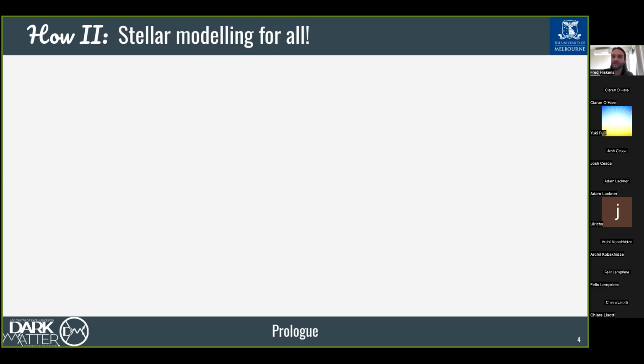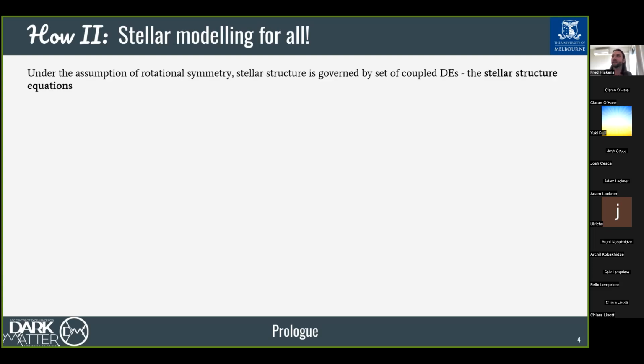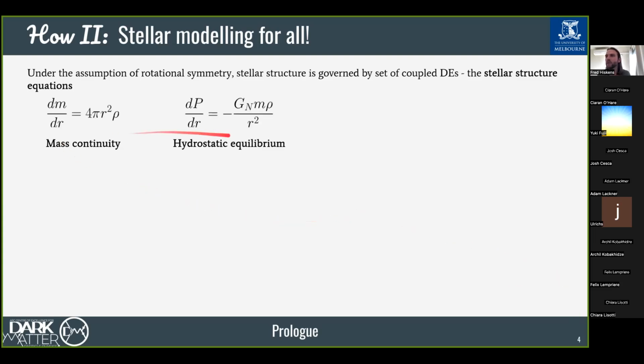So I should note here that stellar evolution simulations have been the ubiquitous tool I've used in my PhD. So I do have to include at least a brief introduction to it, even though it is criminally brief, I'd say. So the main idea here is that under the assumption of rotational symmetry, stellar structure is governed by a set of coupled differential equations, the stellar structure equations. So these are, first of all, mass continuity and hydrostatic equilibrium, which are quite straightforward. Then energy conservation. So this tells you how the luminosity through a spherical shell of radius r changes as you change the radius. You'll recognize the first part of this as just the mass continuity equation.